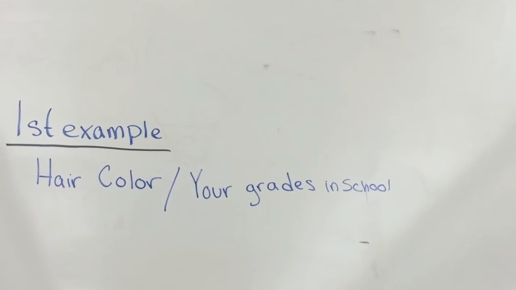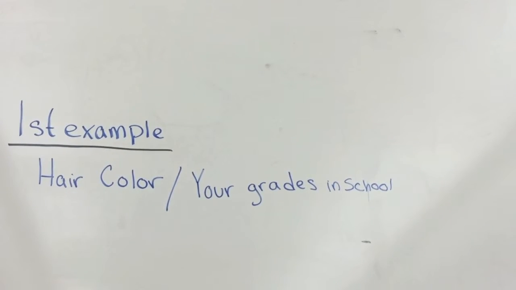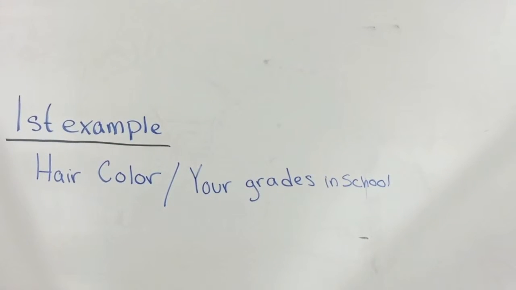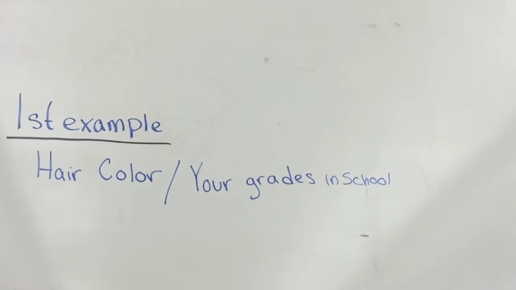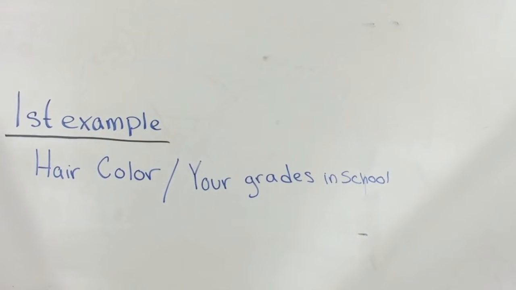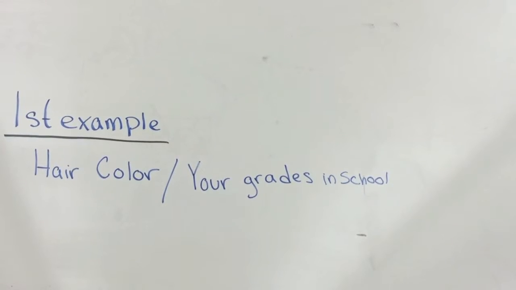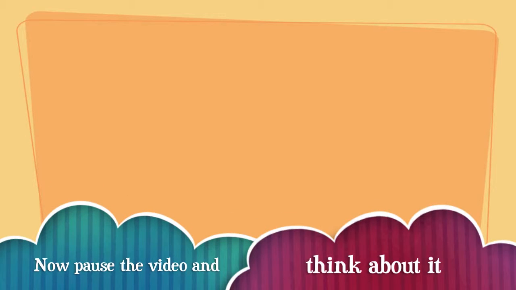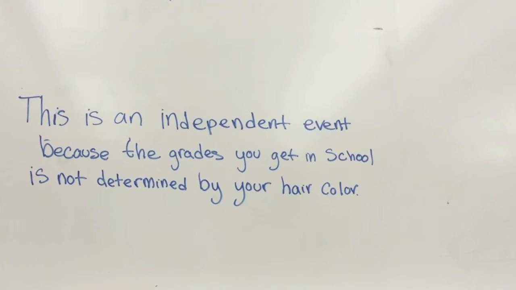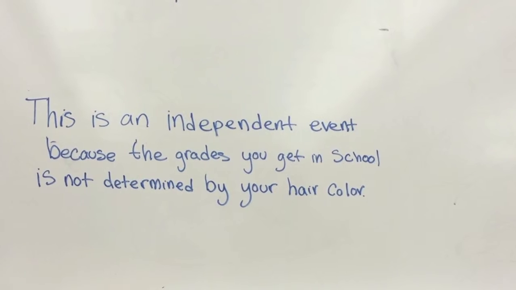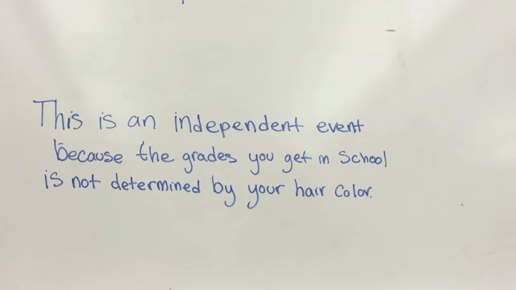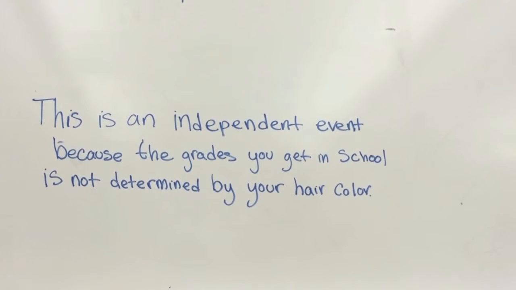So now we're going to show you 3 examples that you can determine whether they are independent or dependent. For this first example, we have your hair color and your grades in school. Now just take a minute and determine whether this is a dependent event or an independent event. That problem was an independent event because the grades you get in school don't have anything to do with your hair color, so they're completely different subjects.